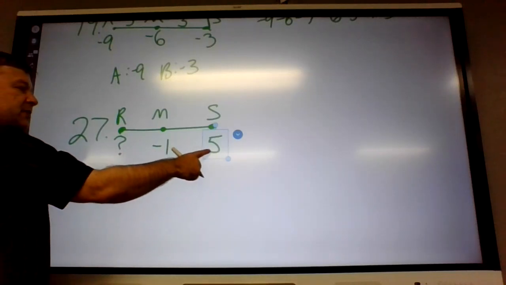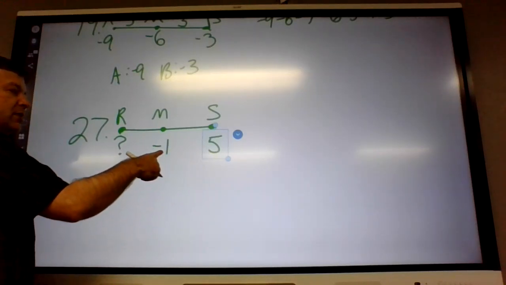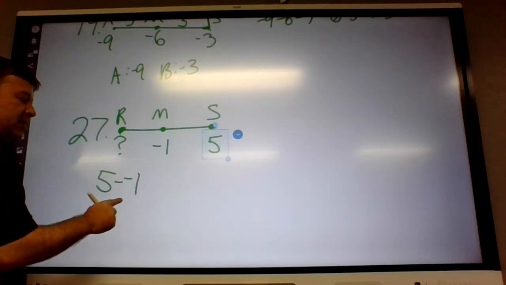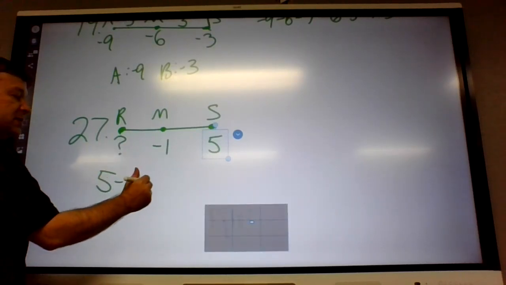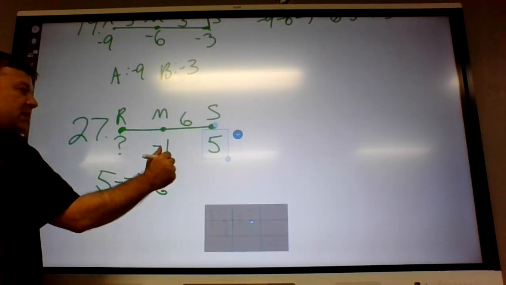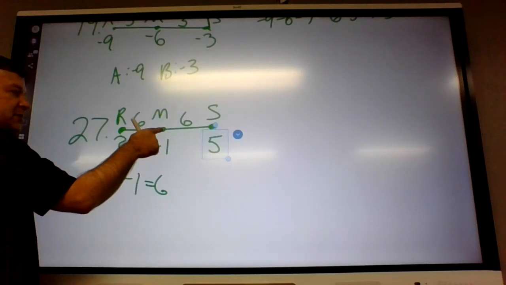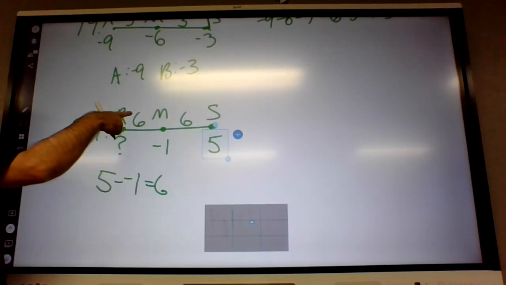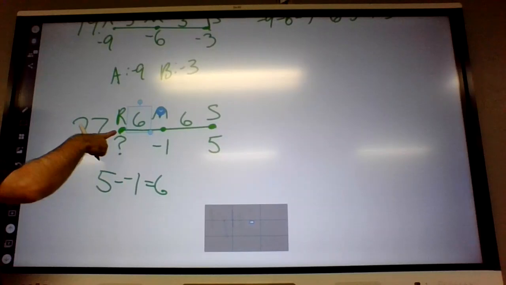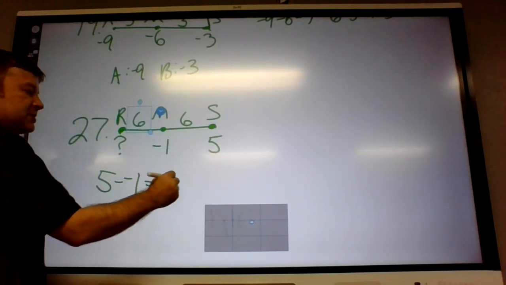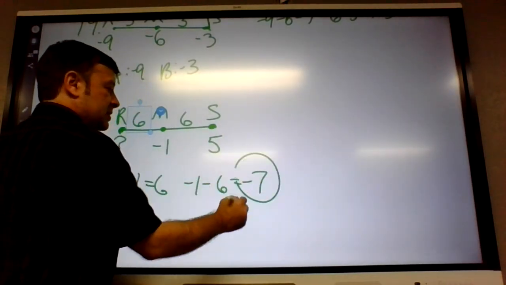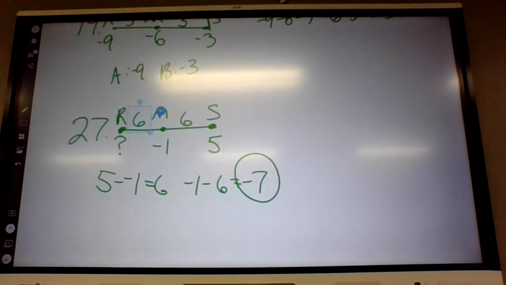How far is it from 5 to -1, or -1 to 5? It's 6. You could do what we did on number 1: 5 minus -1 is 6. So it's 6 from here to here, so if M is the midpoint, it's going to be 6 from here to here. So you could do -1 minus 6, going backwards 6 steps. And that would be -7.